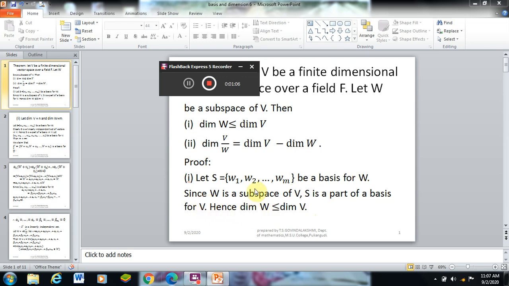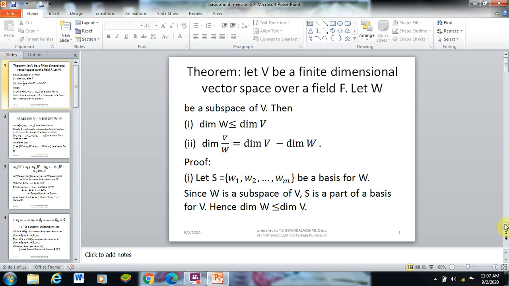Hence the dimensions: W has m elements, the vector space V has n elements. So W is a subspace, and dimension of W is less than or equal to dimension of V. Hence the result 1. Let us see the second condition.